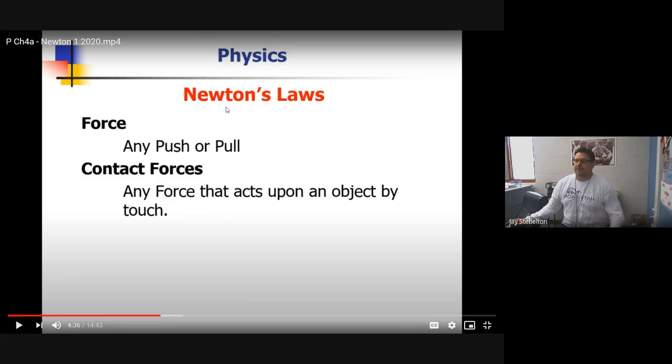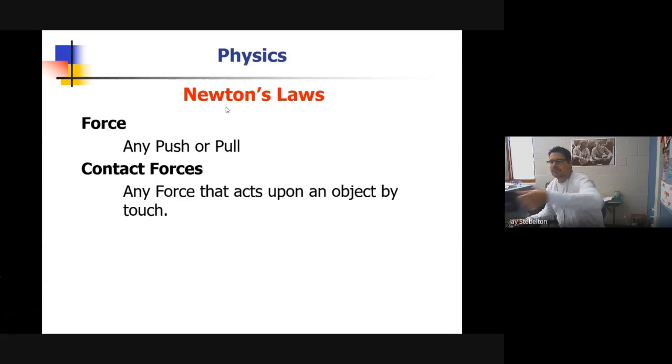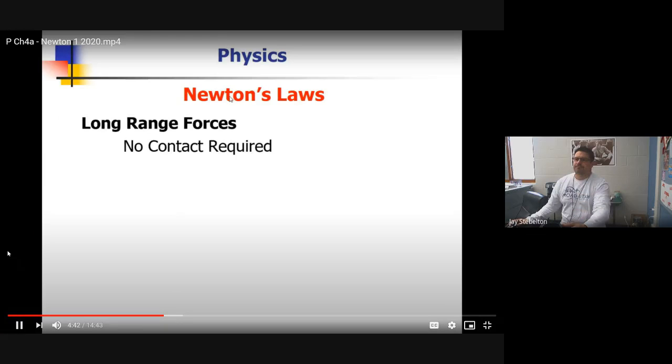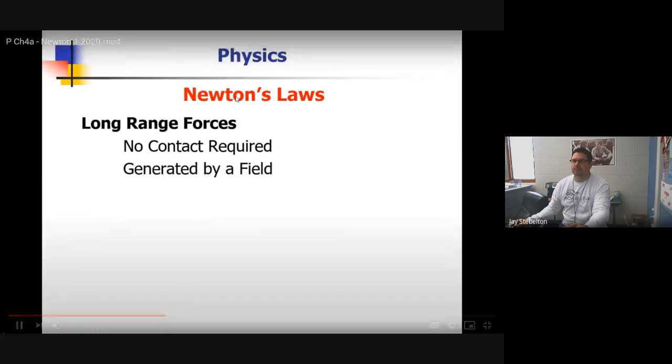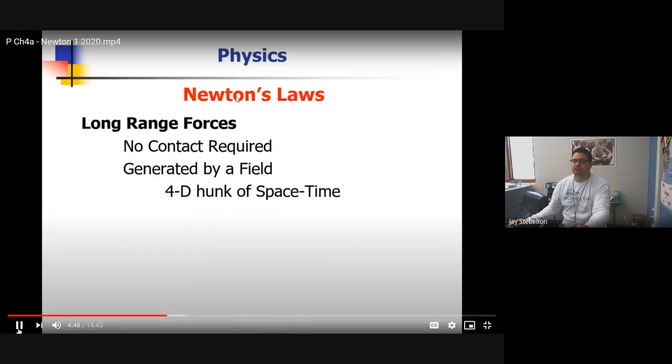So when we look at forces, any push or pull, we'll talk about contact forces and the long-range forces coming up next. Contact forces are any forces that act upon an object by touch, whereas long-range forces have no contact required. They are generated by a field, a four-dimensional hunk of space-time surrounding the object.